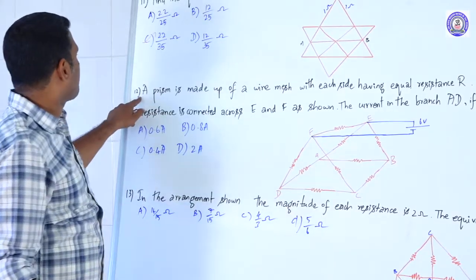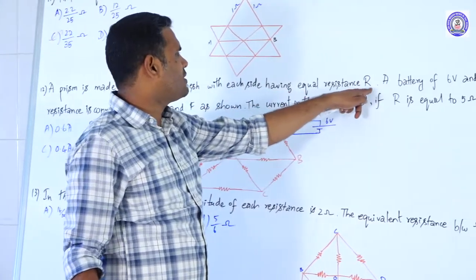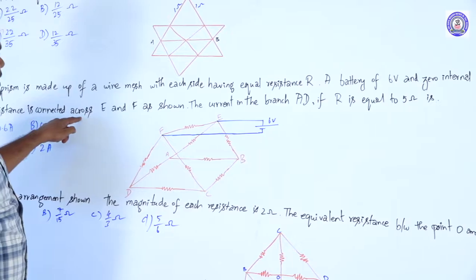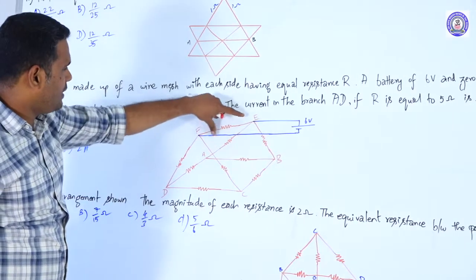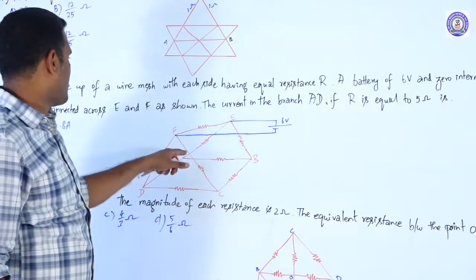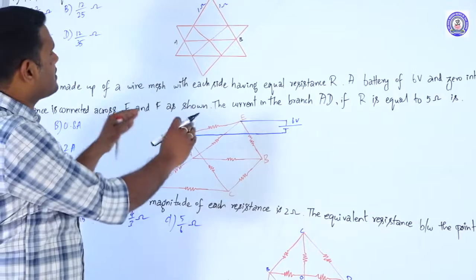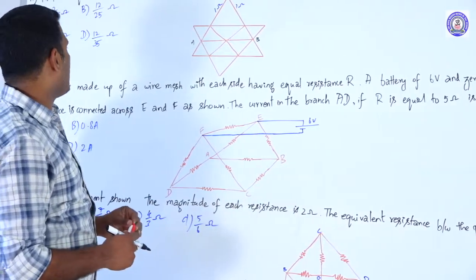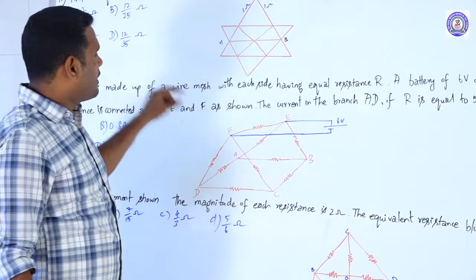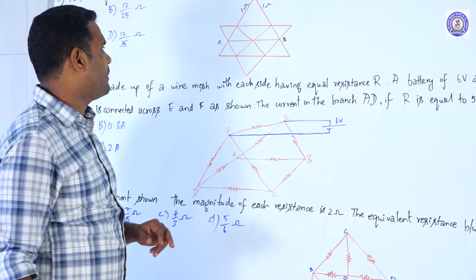Question number 12. A prism is made up of a wire mesh with each side having equal resistance R. A battery of 6 volt and 0 internal resistance is connected across E and F, as shown. The current in the branch AD. If R is equal to 5 ohms, all the resistances are 5 ohm, they are connected in the form of a mesh to form a prism, right? Now they are asking you to calculate what is the current through this path AD.